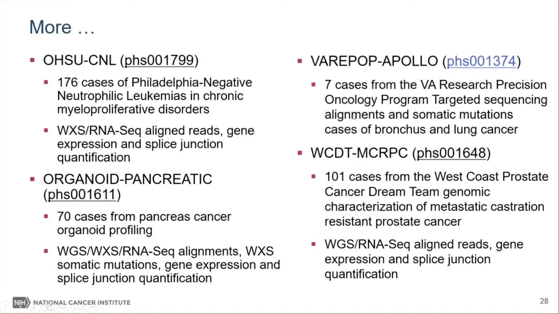For VeraPop Apollo, we do have a small number of cases associated with bronchus and lung cancer from the Research for Precision Oncology program that established this cohort for the Veterans Administration. I just want to say something about Apollo, which is the Applied Proteogenomics Organizational Learning and Outcomes Network. This was a collaborative network between the NCI, the Department of Defense, and the Department of Veterans Affairs to start incorporating proteomics data into patient care. So we do have a few cases from them.